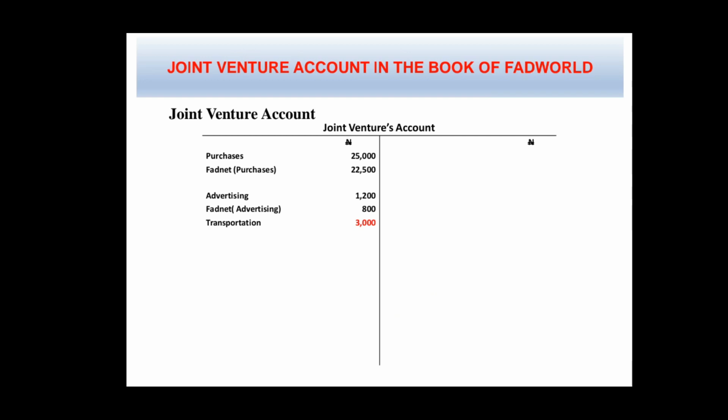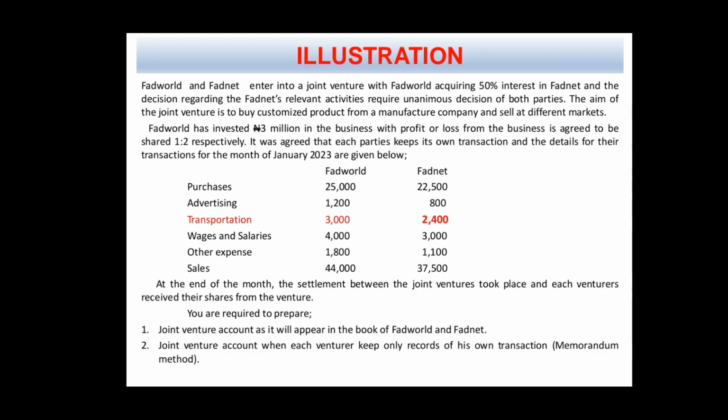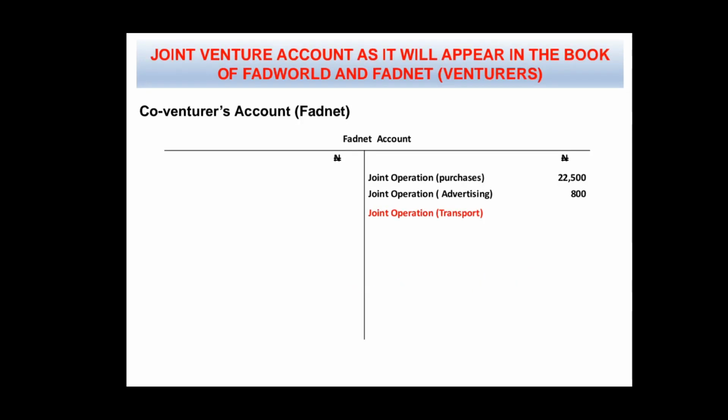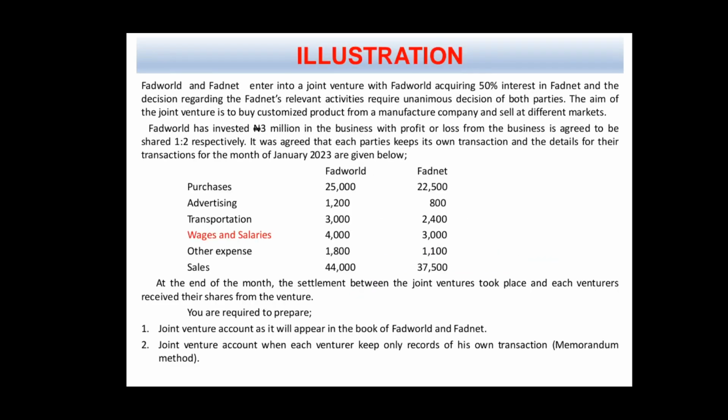So how much is Fadnet transportation? Fadnet transportation is 2,400 naira. We'll go back to the joint ventures account. We have Fadnet transportation 2,400 naira, while the corresponding credit entry goes to the Fadnet account. Let's go to the Fadnet account. Transportation 2,400 naira. Next entry, we have wages and salary 4,000 naira for Fadward.